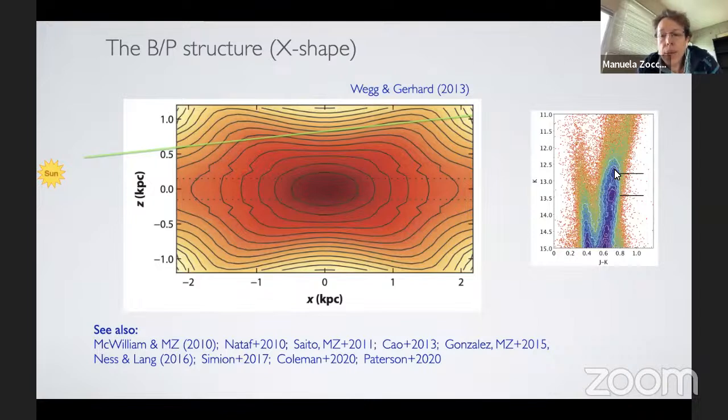Why do we have a double red clump? Because in some specific lines of sight, the line of sight crosses a first overdensity here and then a second overdensity there. And because red clump stars are distance indicators, we see a double red clump.